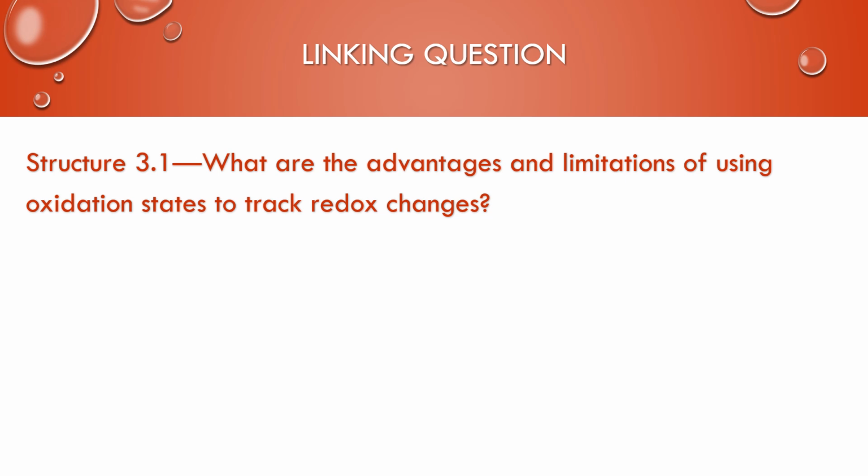So this links to structure 3.1. What are the advantages and limitations of using oxidation states to track redox changes? It's very useful when you're doing a redox reaction where there's definitely an electron transfer. Because losing electrons is oxidation, gaining electrons is reduction. But we can also define reduction and oxidation in terms of hydrogens. If it's gaining hydrogens, it's reduction. If it's losing hydrogens, it's oxidation. So that would be a limitation, is that it doesn't necessarily help you with those organic oxidation and reduction reactions.